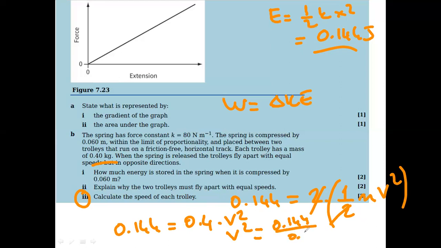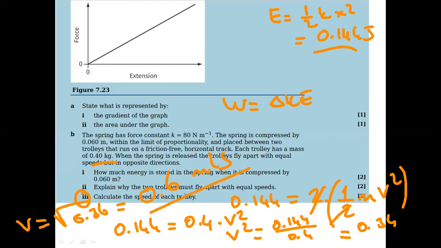From here, velocity square will be equal to 0.144 divided by 0.4, which is equal to 0.36. So v squared is equal to 0.36, and v will be equal to the square root of 0.36, which is equal to 0.6 meter per second. So we have also calculated the speed of the trolleys.